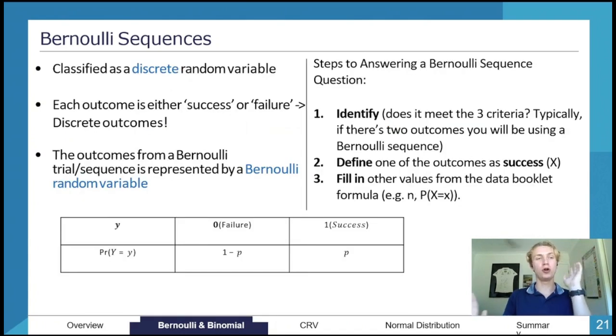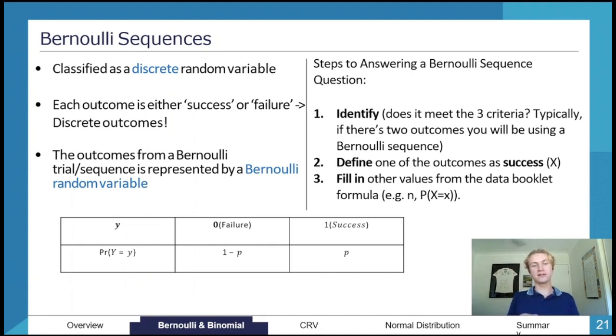Okay, a bit more on Bernoulli sequences. Bernoulli sequences are discrete random variables, and that's because it's success or failure. It's a discrete outcome. It's either going to be success or it's going to be failure. Often we use Bernoulli sequences to extrapolate some probability questions for our discrete variables, as I'm sure you're going to see in your class, and we're also going to go over some. The outcomes from a Bernoulli trial and sequence can be represented by a Bernoulli random variable. We can set it up in a table like this. This is just a nice 2 by 2.